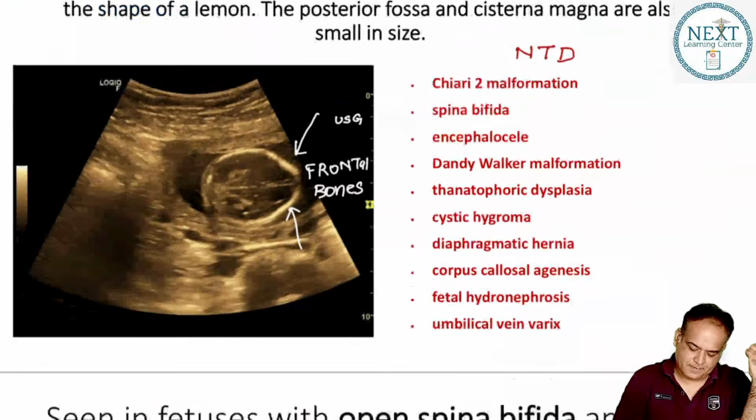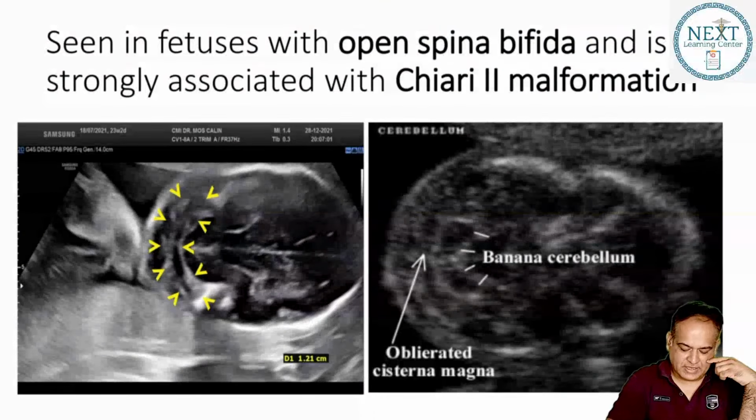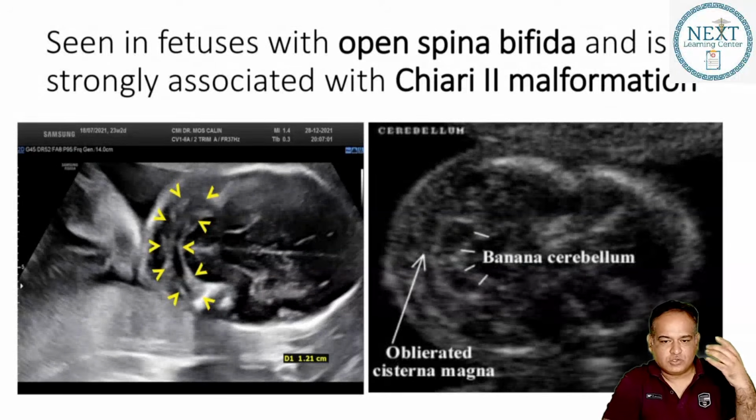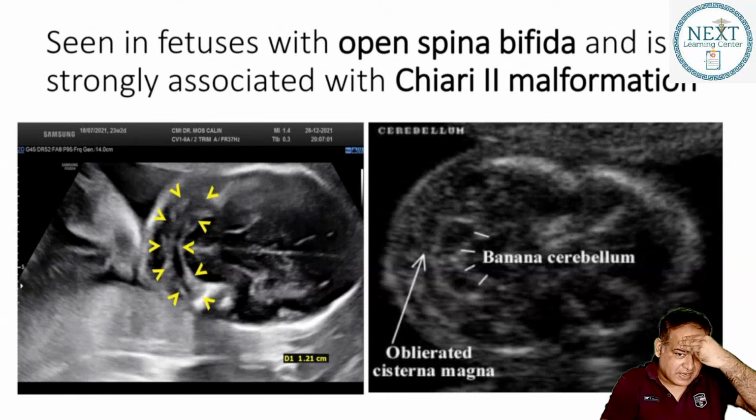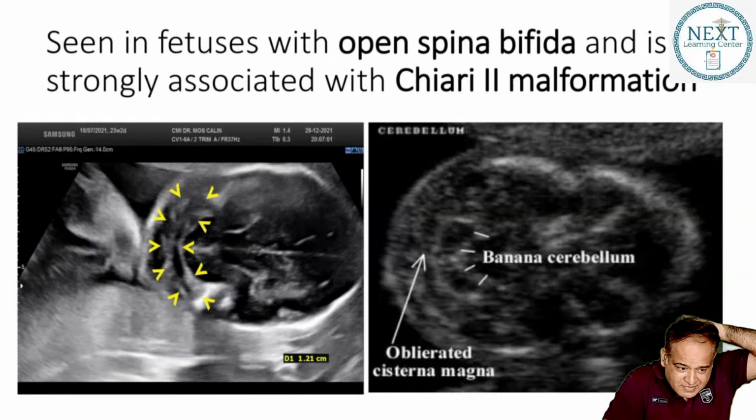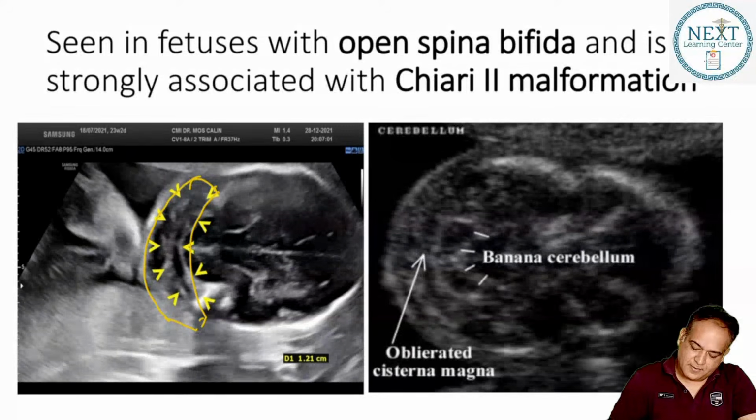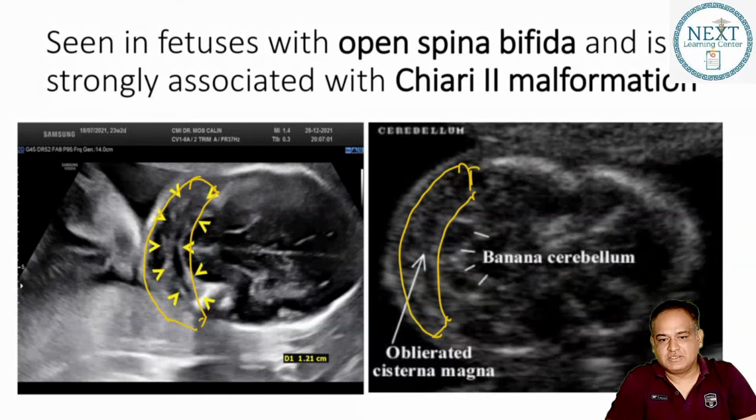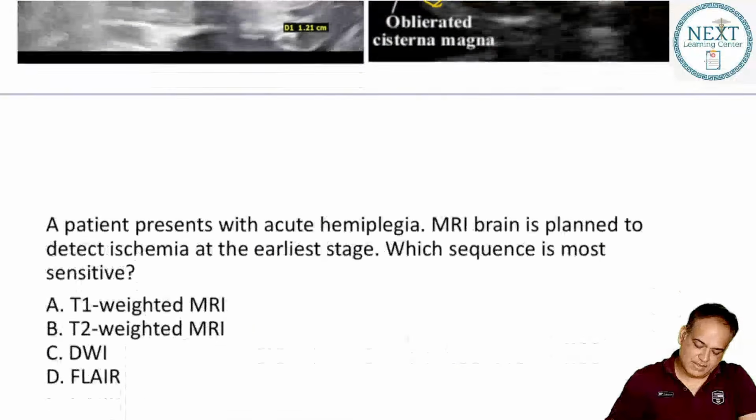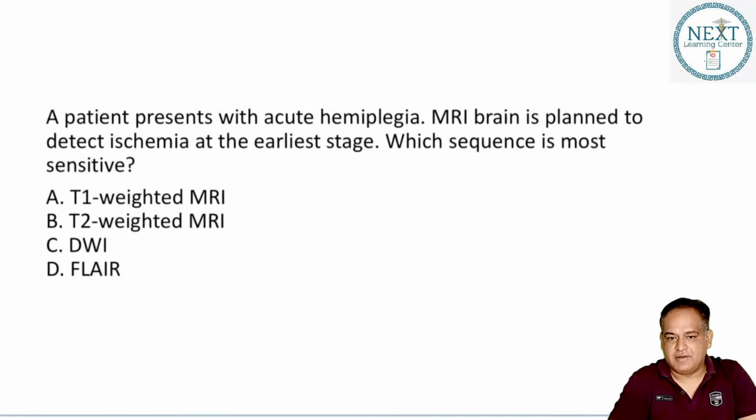Lemon sign. Now, then this is banana sign. So lemon sign is seen in the frontal part. Banana sign is seen posteriorly. So you see it is taking the shape of a banana. Banana sign. Lemon sign and banana sign.